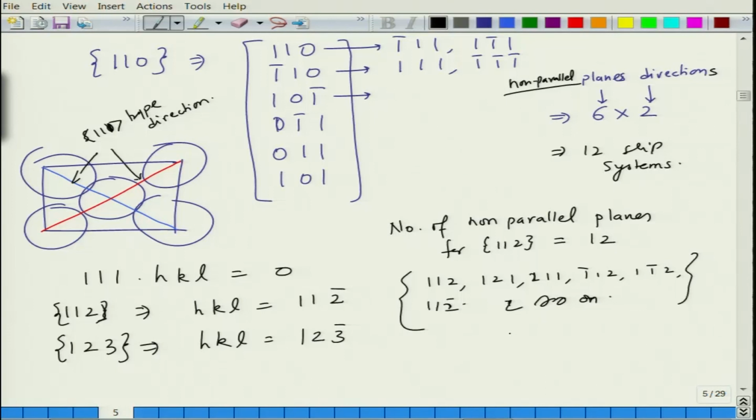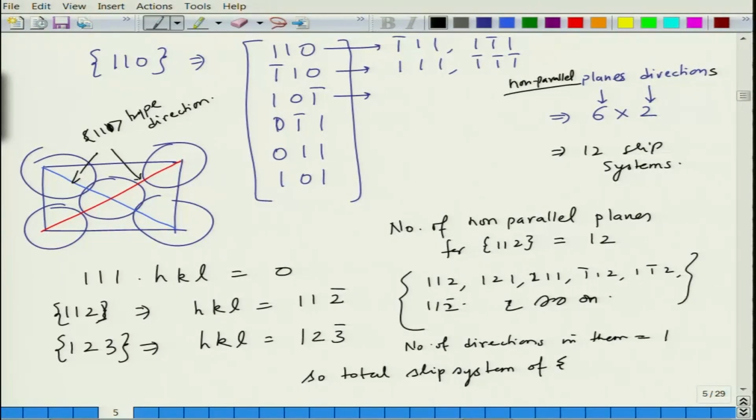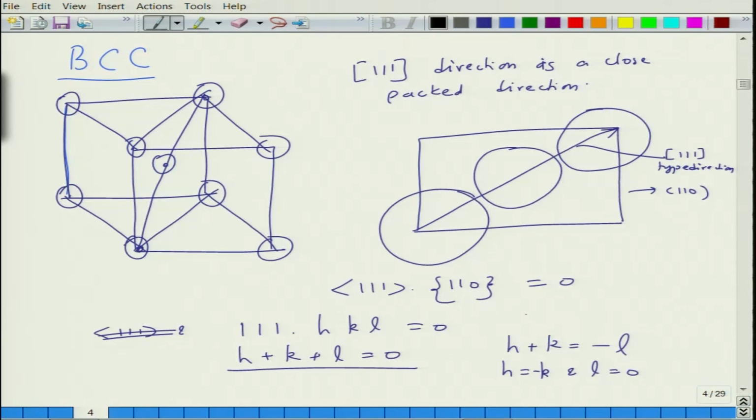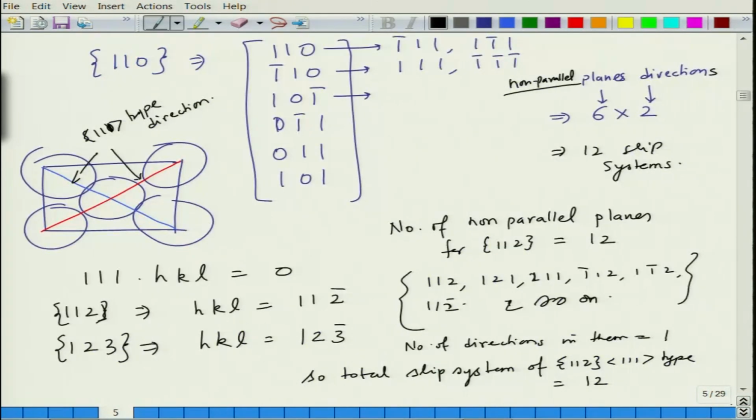So, each of these planes will contain one direction, all right. So, they contain only one direction. So, the number of directions in them is equal to only 1. So, the total slip systems of 112, 111 type will be equal to 12. So, we worked out 12 earlier. So, we had 12 for this, 12 for this, and then you can also have 1 2 3 plane.